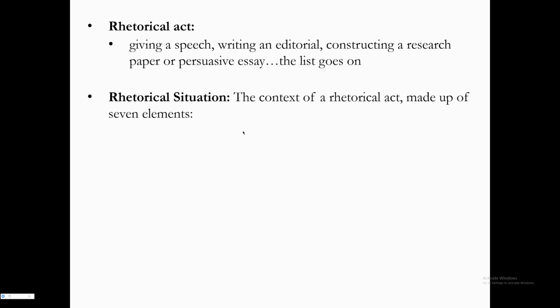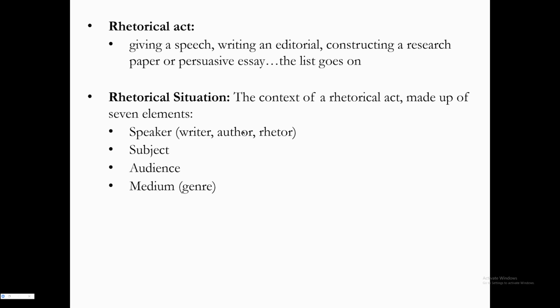A rhetorical situation is made up of 7 elements, and the purpose of today's presentation is primarily to walk you through all 7 elements of the rhetorical situation. So, the first element is the speaker, also known as the writer, author, or rhetor. Rhetor is an old-fashioned term, but it still means the same thing, the person or entity engaging in a rhetorical act. Subject, audience, medium. Medium and genre are kind of the same thing.